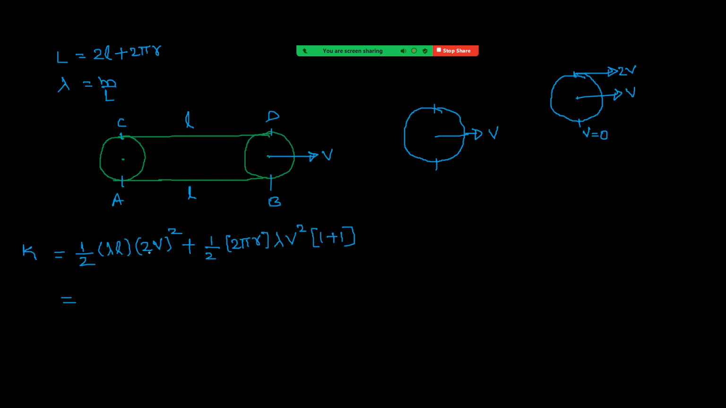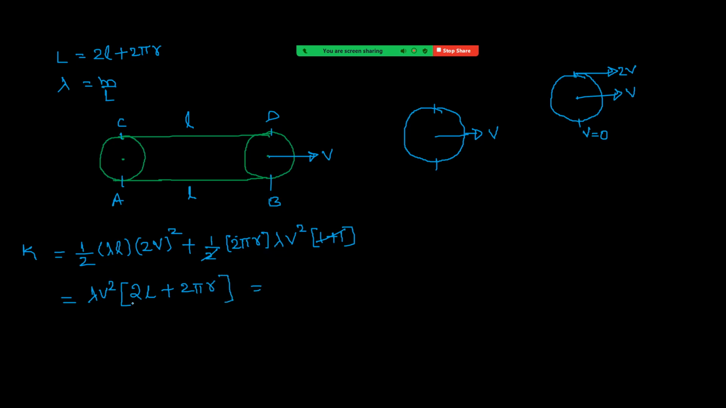See carefully. This is a 2. This is a 4, 2 square. 4 by 2, 2. Or I can do one thing here: lambda v square I am taking outside. Remaining is now 4 by 2 to 2L. This is 2L plus, here 2 and 2 get cancelled, lambda is taken outside, plus 2 pi r.